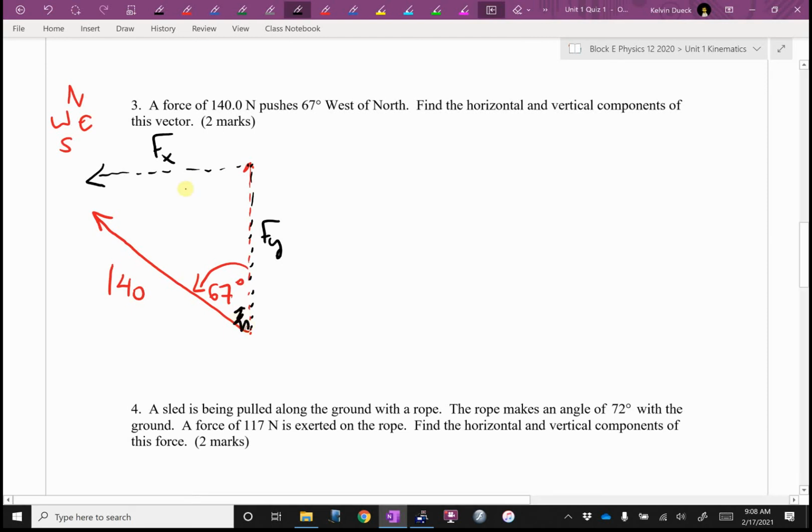Color, color, color, color. Opposite. Hypotenuse, not adjacent, Mr. Dewick. Hypotenuse. I guess sine 67 equals Fx over 140. So Fx is going to be 140 times the sine of 67.